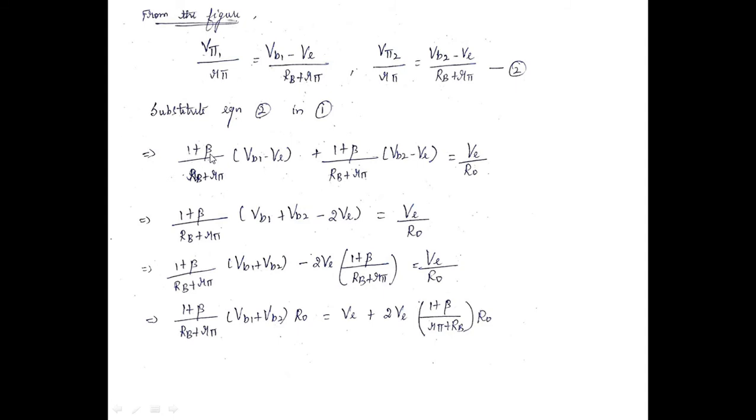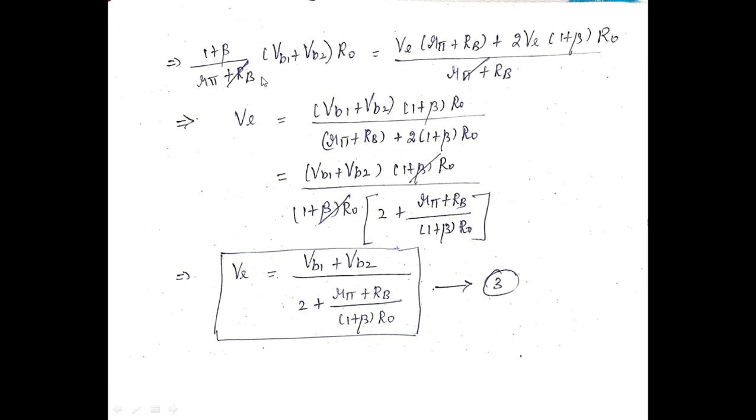So (1 + beta) into (VB1 minus VE) divided by (RB plus Rπ), plus (1 + beta) divided by (RB plus Rπ) into (VB2 minus VE), is equal to VE by R0. If I solve this equation by bringing all the other terms to the other side, I'll get (1 + beta) divided by (RB plus Rπ) into (VB1 + VB2 minus 2VE) equal to VE by R0. So I'm taking all the VE terms to the other side.